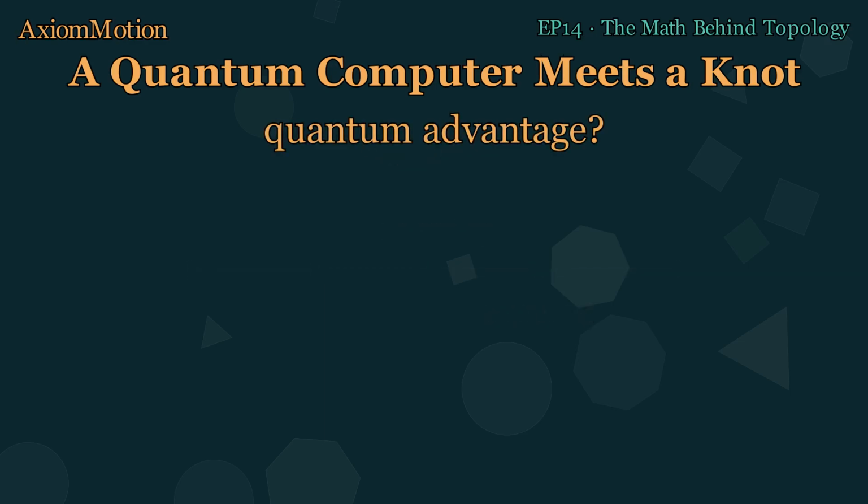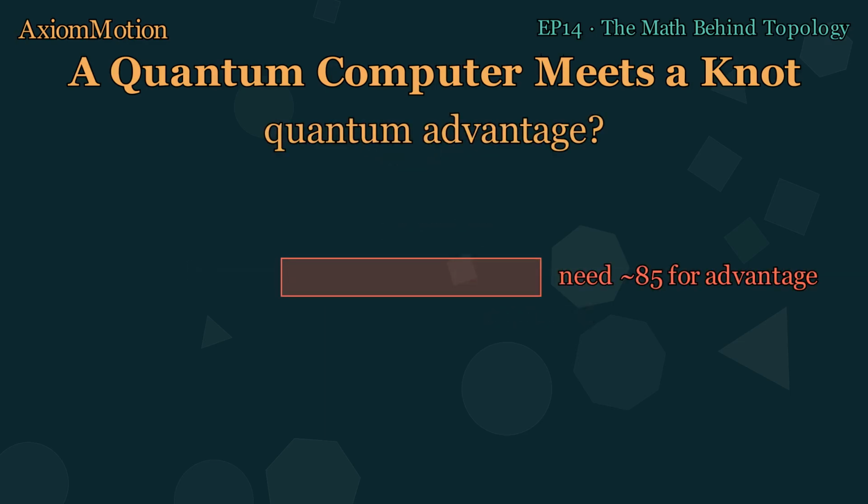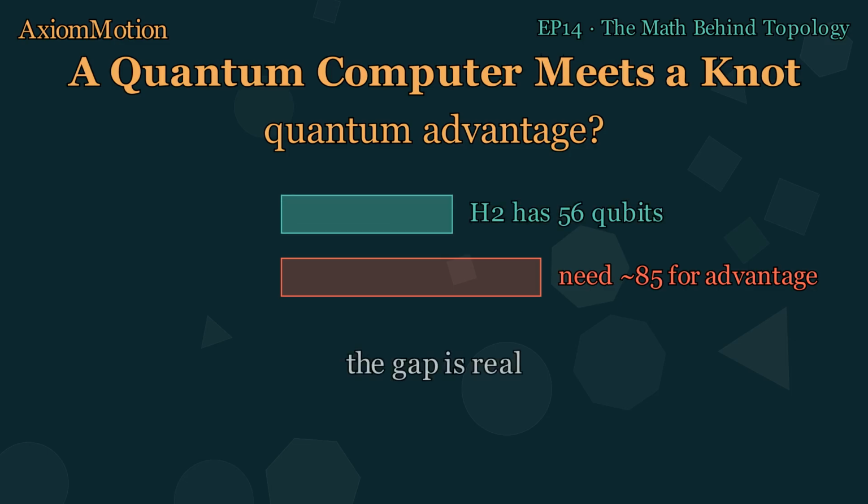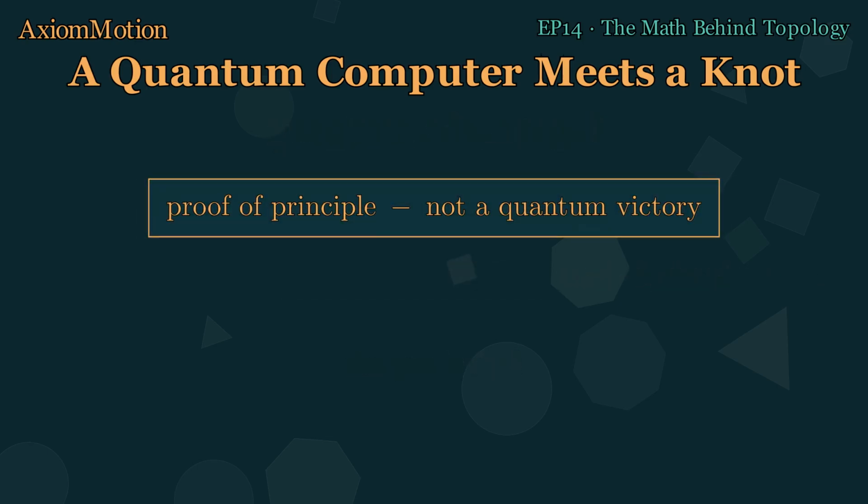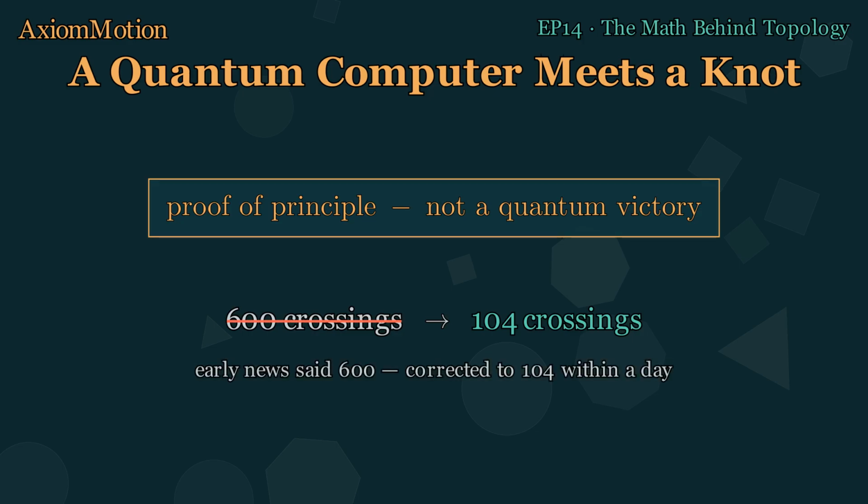Could it beat a classical computer? Not yet. The researchers estimate you would need around 85 high-quality qubits. Their system has 56. The gap is real, and no quantum advantage has been claimed. So let us be honest, exactly as the researchers were. This is a proof of principle, a genuine milestone, not a quantum victory. And when an early news report claimed knots with 600 crossings, it was quietly corrected within a day to 104. Precision matters, in knots and in headlines.